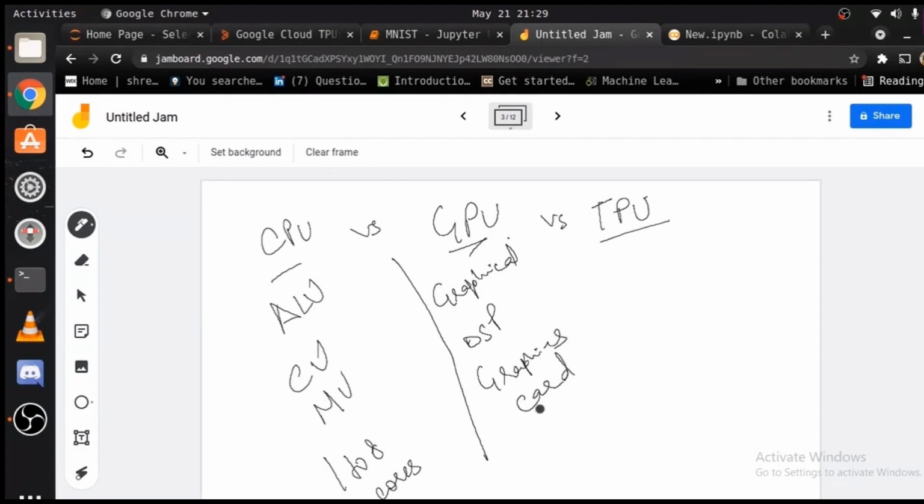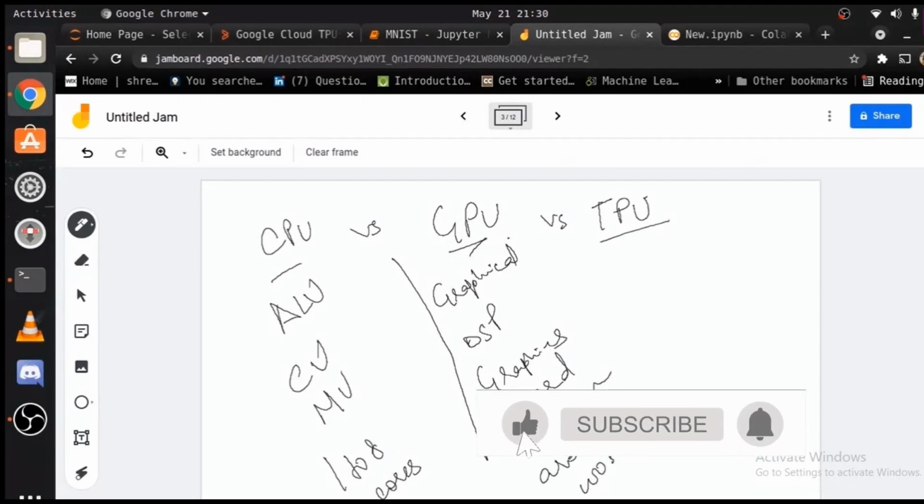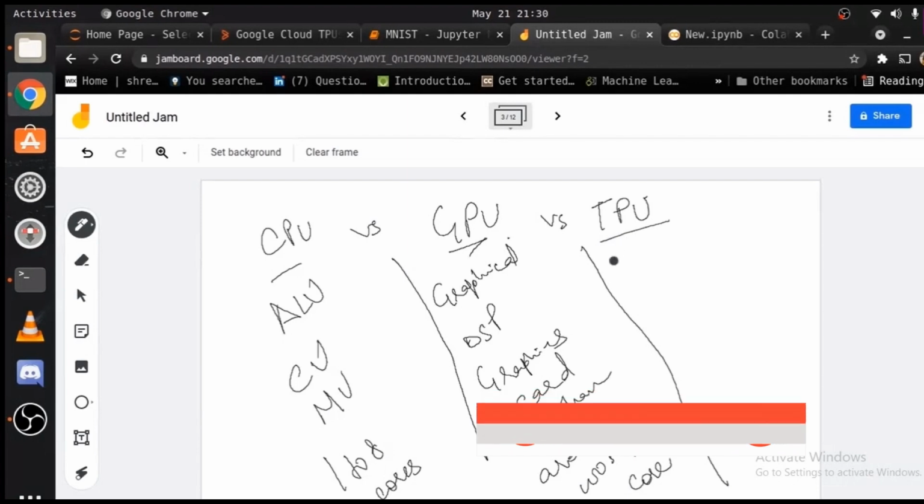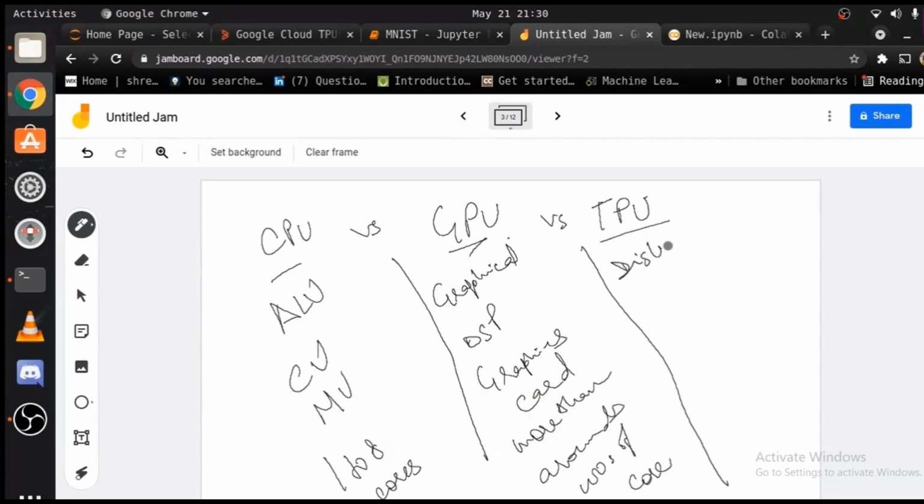And other than that, a GPU has around hundreds of cores. Why this core thing is important I will mention, but here we have the TPU. So TPU is basically a distributed GPU. This is the fastest if you are using it for any deep learning running.